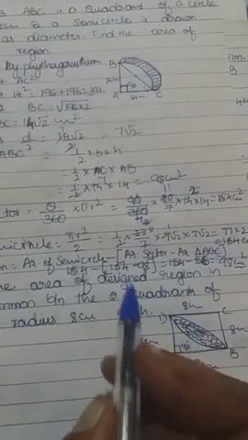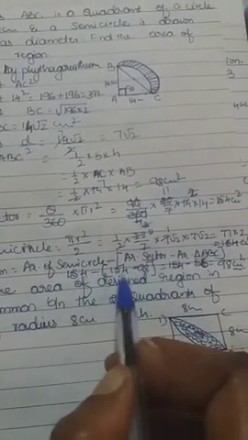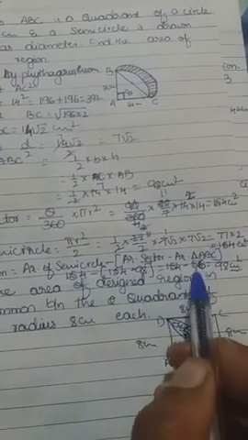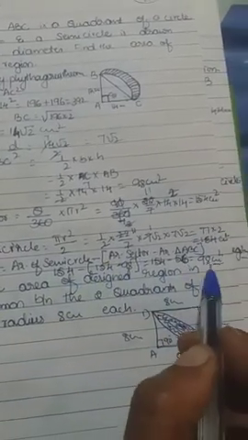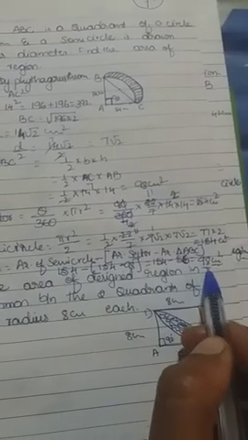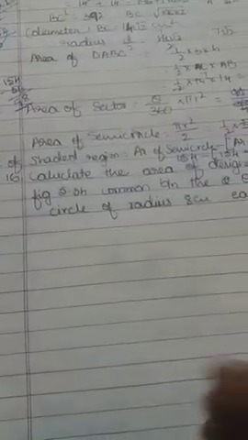Hope you will understand this. First we have to do the bracket. 154 minus 98 we got 56. 154 minus 56 we got 98 centimeter square. Let's move to the next sum.